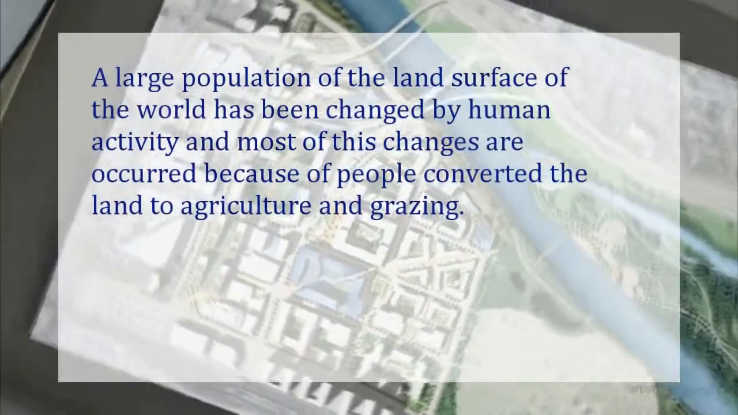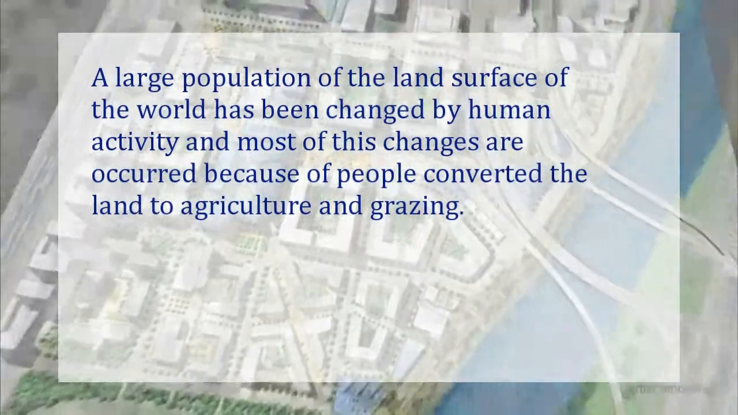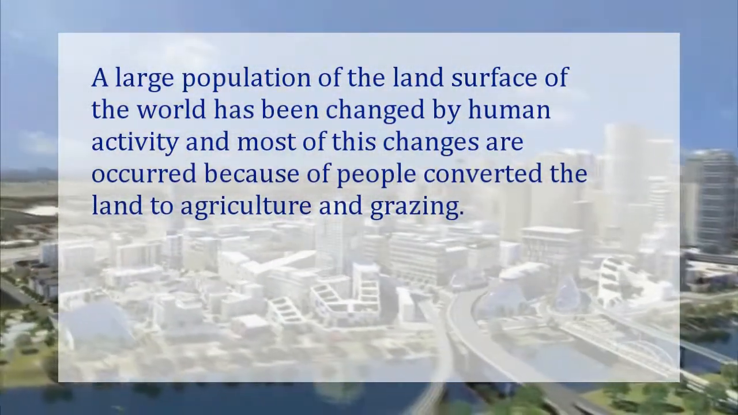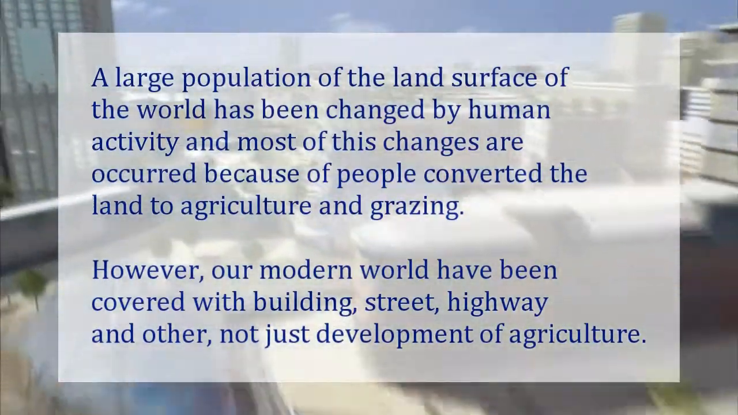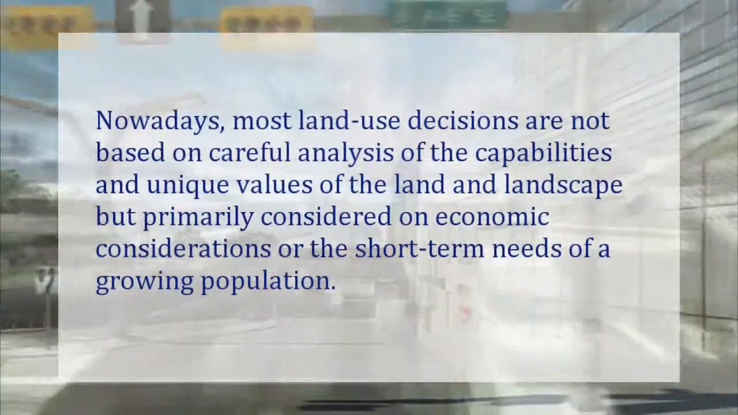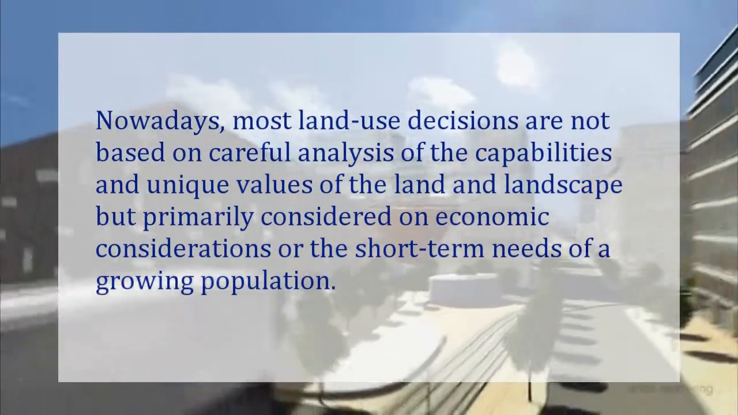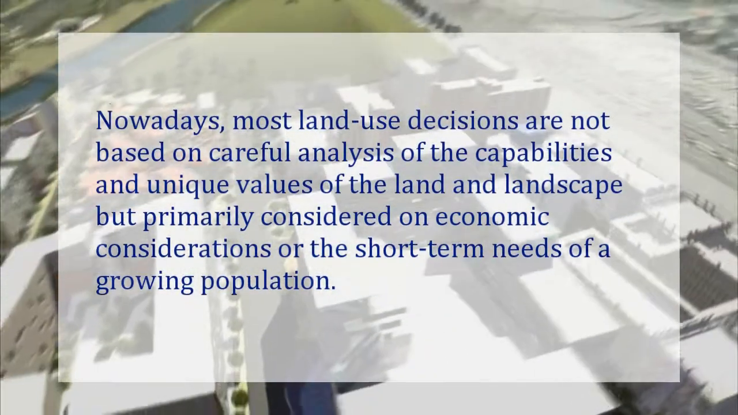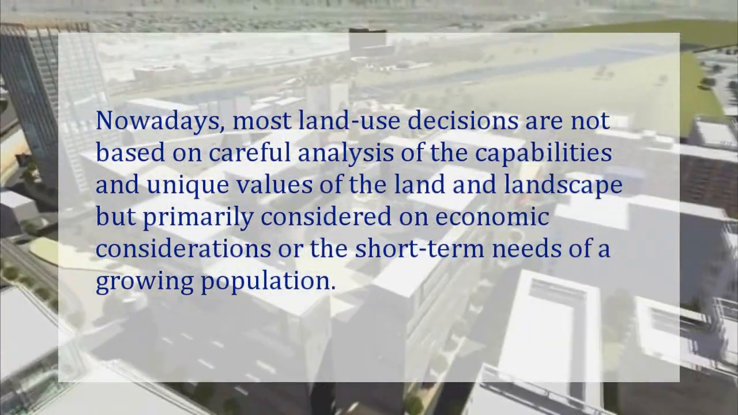A large portion of the land surface of the world has been changed by human activity, and most of these changes occurred because people converted the land to agriculture and grazing. However, our modern world has also been covered with buildings, streets, highways, and other development, not just agriculture. Nowadays, most land use decisions are not based on careful analysis of the capabilities and unique values of the land and landscape, but primarily consider economic factors or the short-term needs of a growing population.